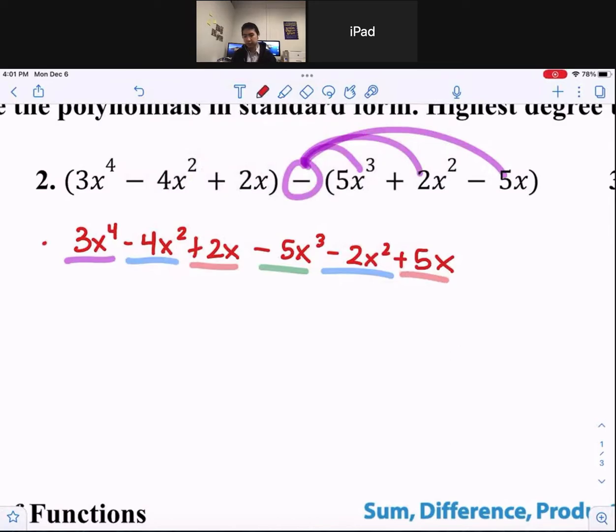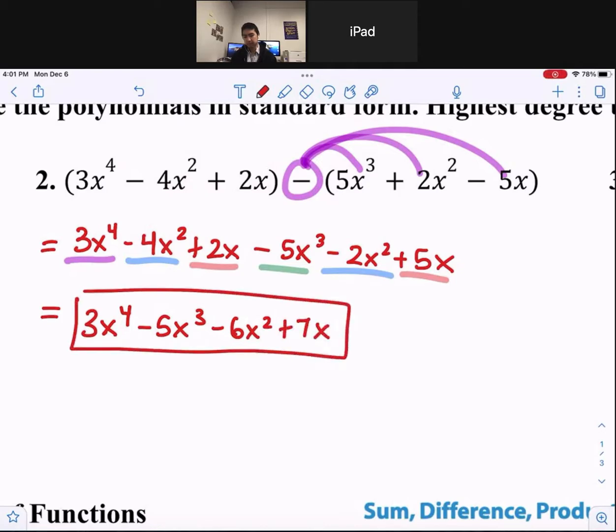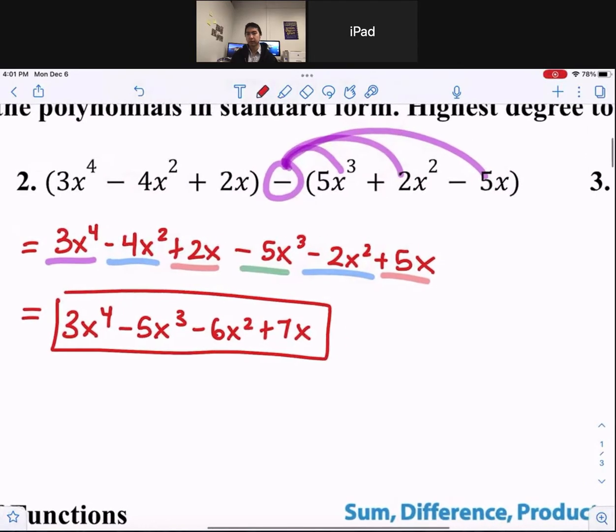So from highest degree to lowest, the purple, 3x to the fourth is the highest. The green, minus 5x to the third. The blues, negative 4 minus 2 is negative 6x squared. And the red, 2x plus 5x, that's plus 7x. And that is your simplified function, okay?